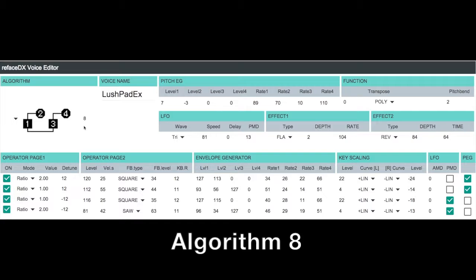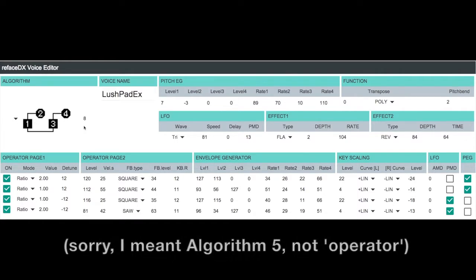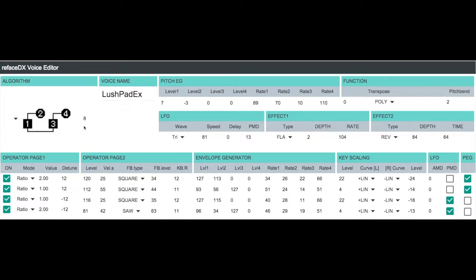In our complex pad example, we used operator 5, which had three modulators feeding into the one carrier. But here I've chosen algorithm 8, so I have our two operator stacks. This allows us to detune them relative to one another, so it's like we're detuning two separate oscillators.